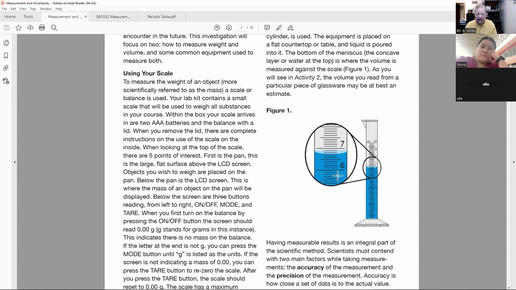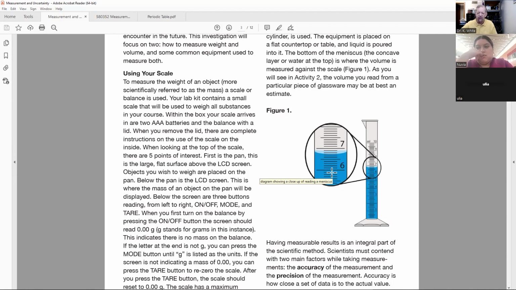And here, if you look at this graduated cylinder, notice they have 6 as a wide line and 7. In between are 10 lines. Each one of those is a tenth of a milliliter. So halfway between 6 and 7, you see a little larger line, and that would be 6.5. Now, with any measurement, you measure certain numbers with certainty, and the last number will be uncertain. We learned that about significant figures.